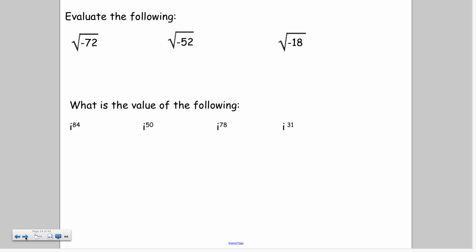For practice, I want you to try those 3 first, so pause it here, try those top 3, then try the bottom 4. Alright.